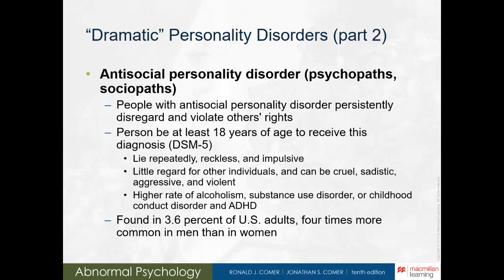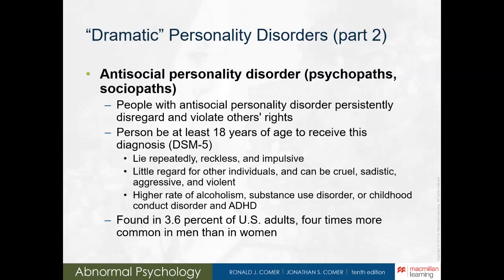So let's start with antisocial personality disorder. These individuals can also be known as psychopaths or sociopaths. And these individuals persistently disregard and violate others' rights. This individual has to be at least 18 years of age in order to receive this diagnosis under the DSM-5. And they will do things like lie repeatedly and be reckless and extremely impulsive. They have little regard for others and can be cruel, sadistic, aggressive, and violent, not only to other people, but also to property and animals.